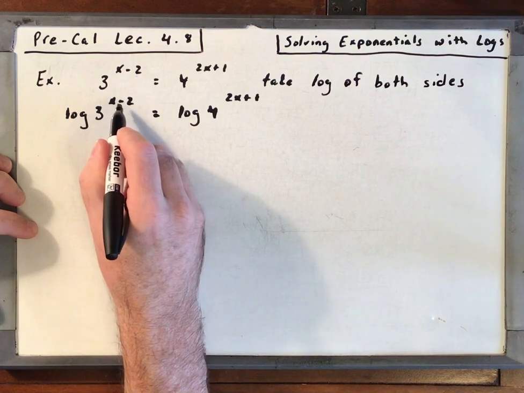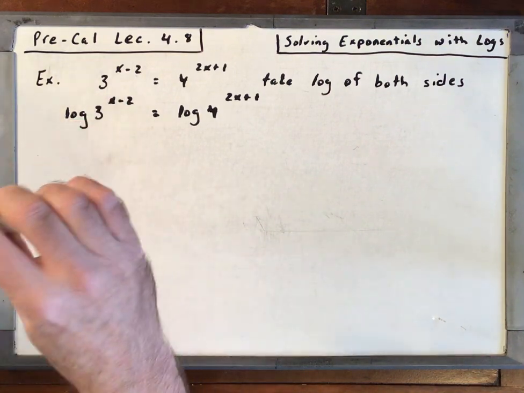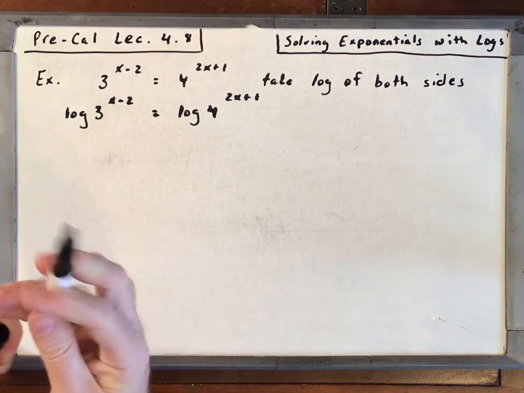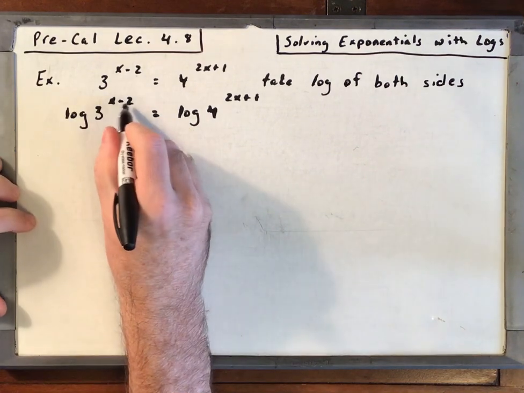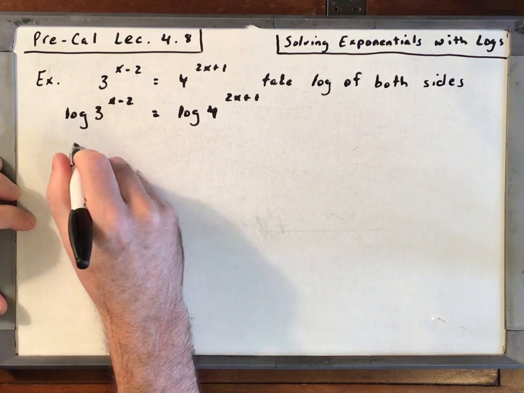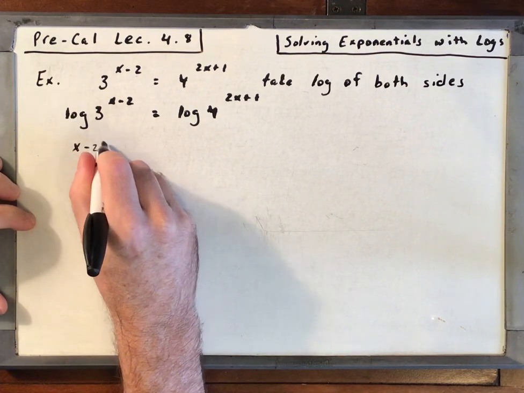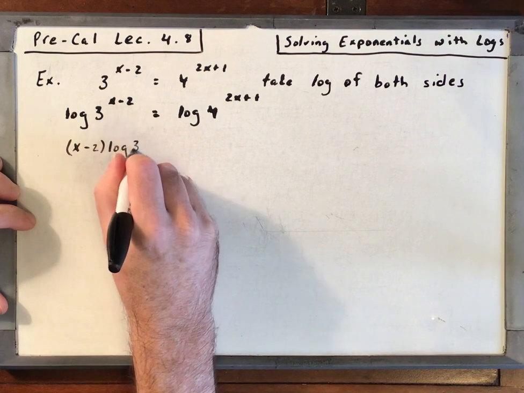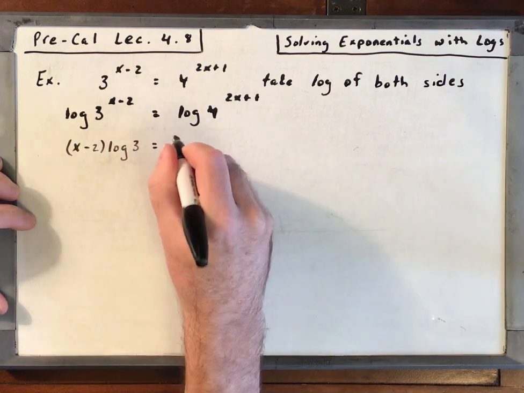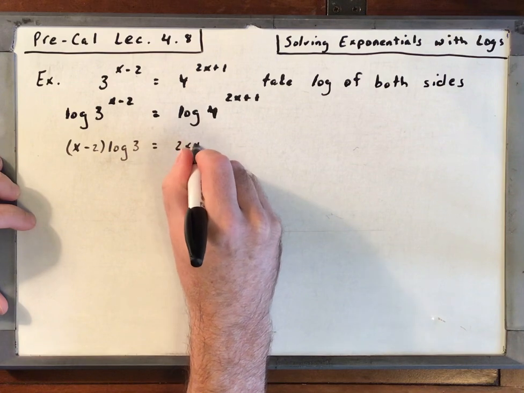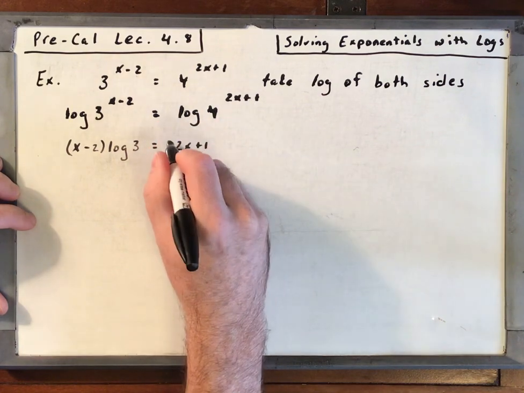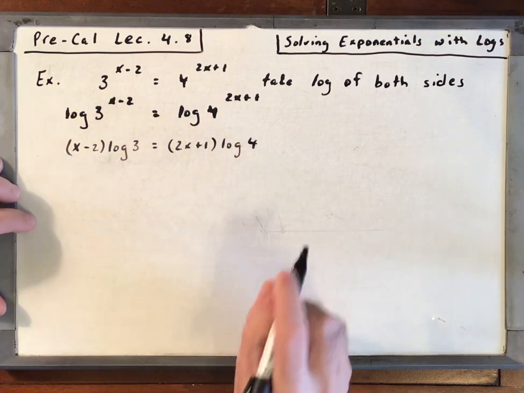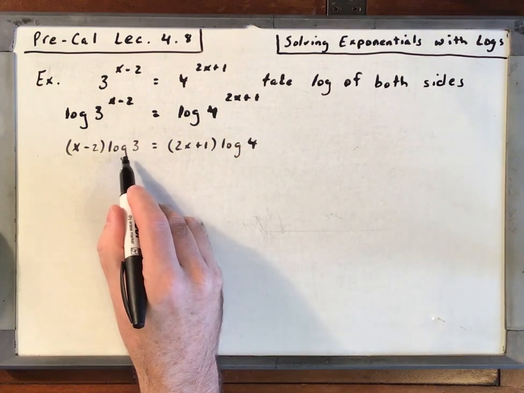I'm sorry, it's so smeary. Let's try a different pen here, see if that improves. All right, so we can bring that x minus 2 out front. So we've got x minus 2 times log base 10 of 3 is equal to 2x plus 1, bringing that exponent out front, times log base 10 of 4. Now log base 10 of 3 is just a number.